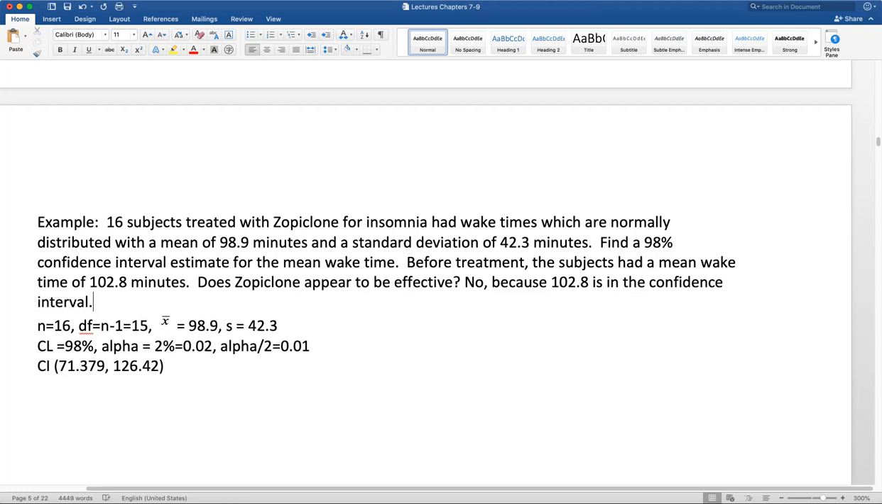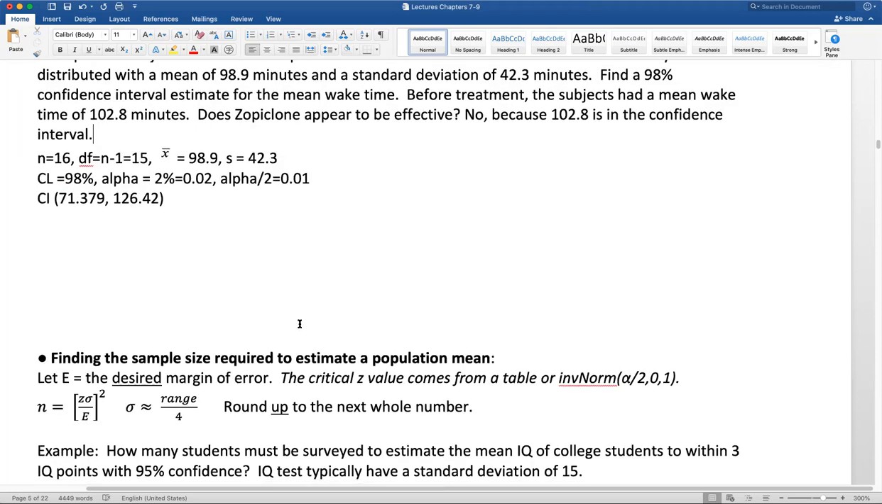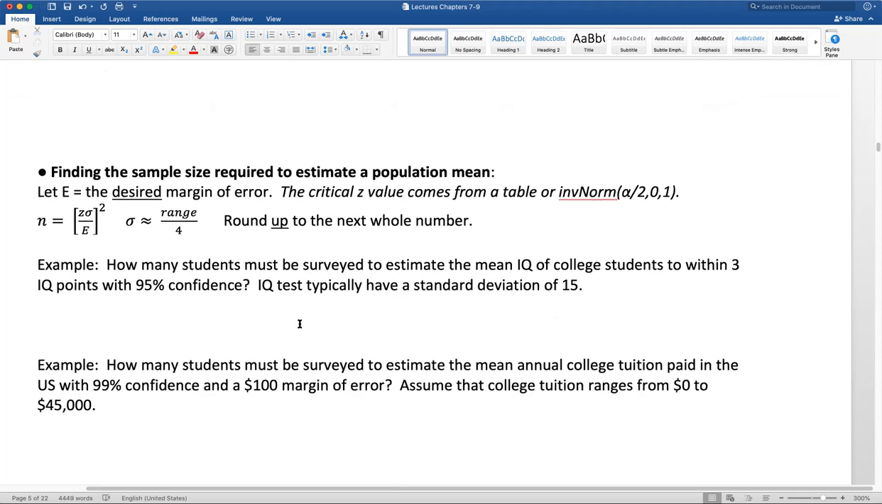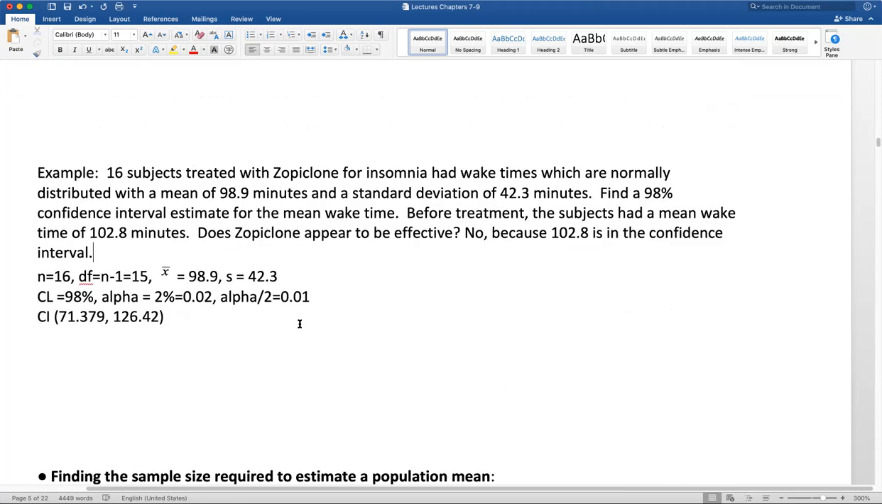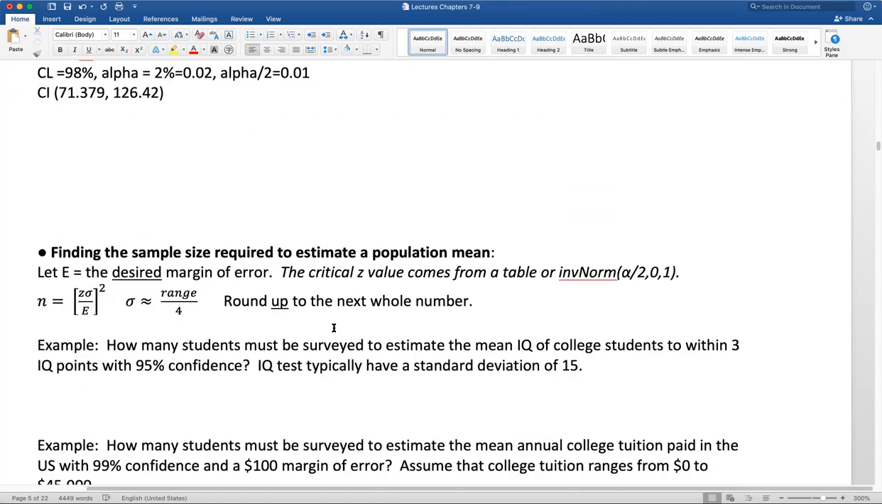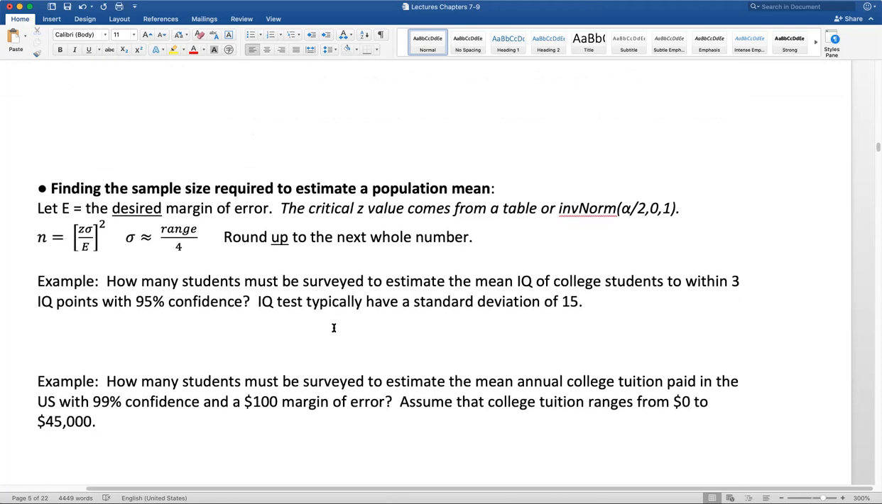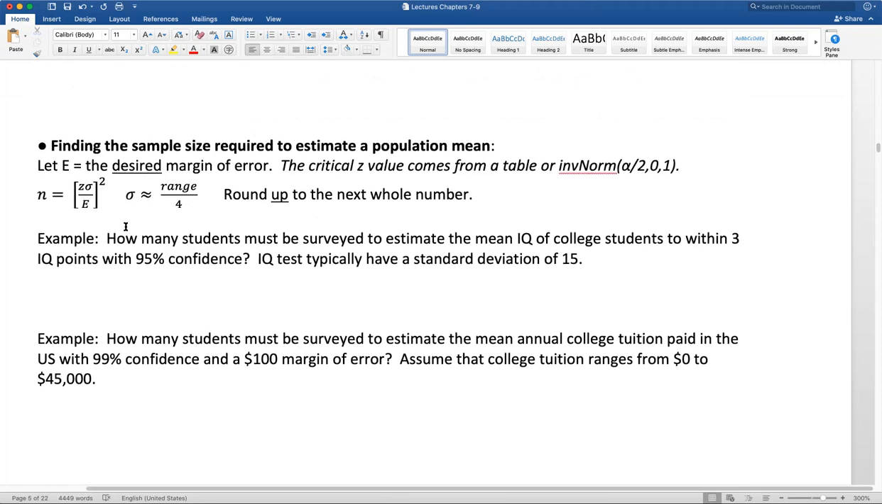Okay. All right. Now the next one. By the way, please see the examples in the PowerPoint lecture slides. All right, so next we're going to see finding the sample size required to estimate the population mean.